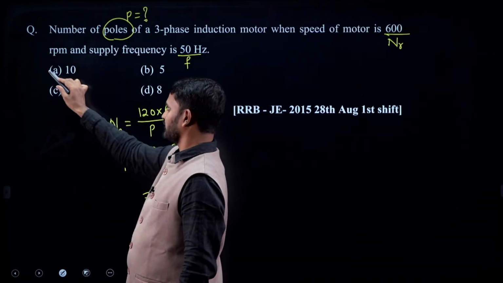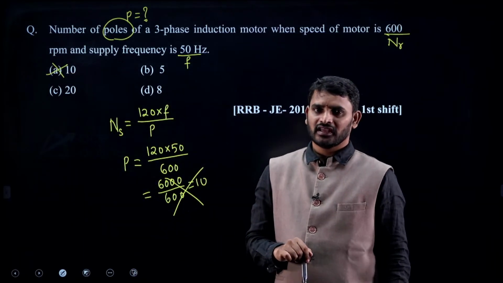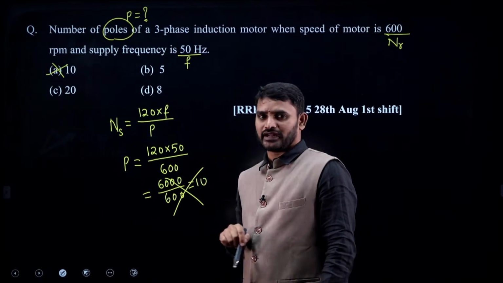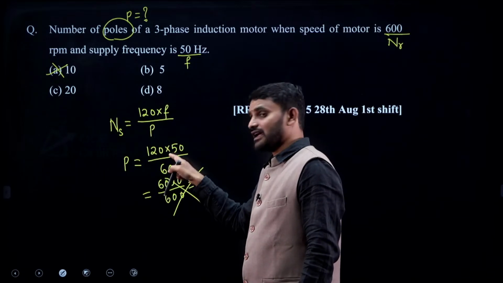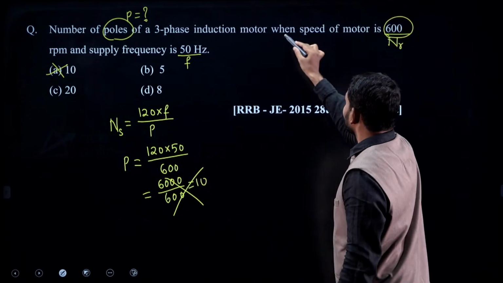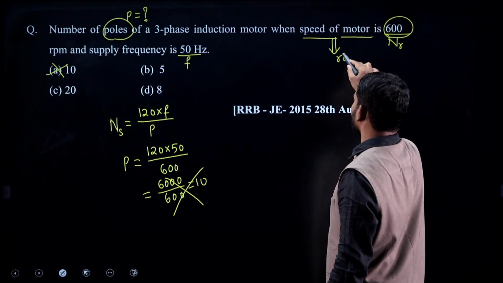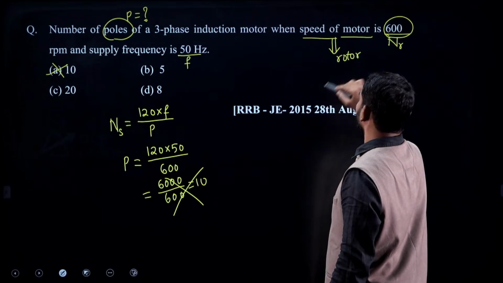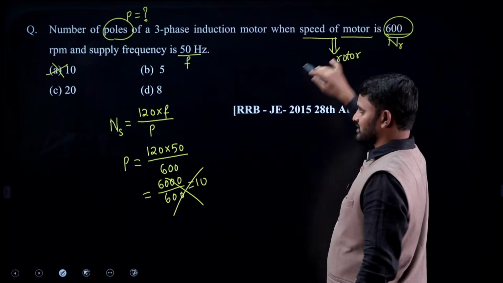Option A is readily available, but I feel this is wrong, because you are substituting synchronous speed as 600, but this is not the synchronous speed. It is the speed of the motor. Speed of a motor is nothing but the speed of the rotor, which is Nr, not Ns. So Nr is 600.